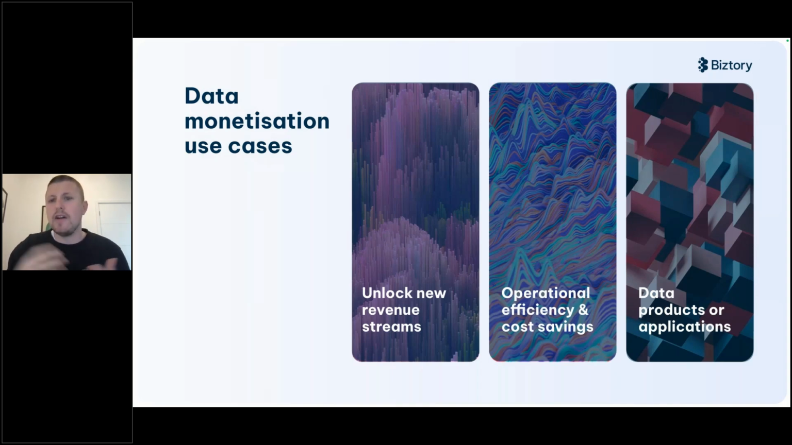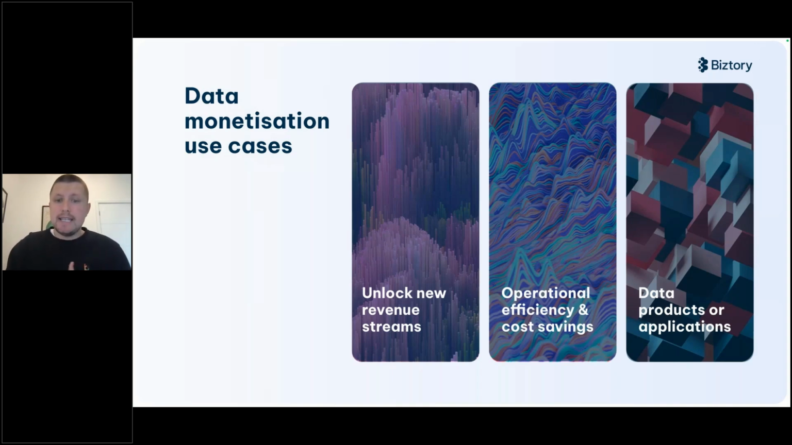The second use case is more internally focused. It's about using data to drive operational efficiency. So think process automation, smarter resource allocation, predictive maintenance, which we've already touched on a couple of times, all things that lead to cost reduction. It's not about making money directly here, but about saving money and scaling faster.